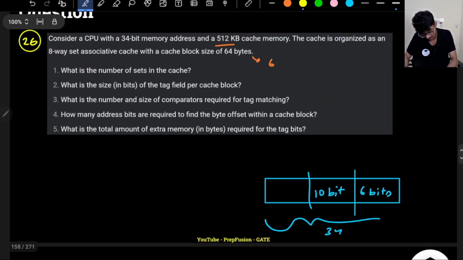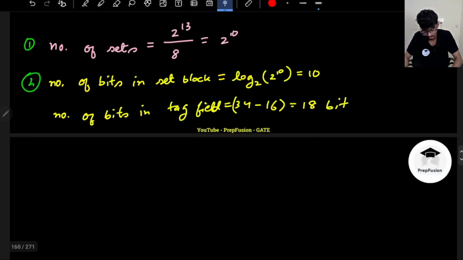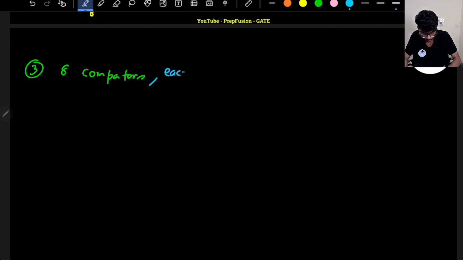What about the other one? The third question: what is the number and size of the comparators required for tag matching? So how many comparators will I require? Depending on how many tags I have. So I have 8 tags, so I will require 8 comparators. And what is the size of each comparator? Each is the size of the tag bits. How many tag bits do I have? 18 tag bits. Each is of size 18 bits. So this is the size of the comparator.